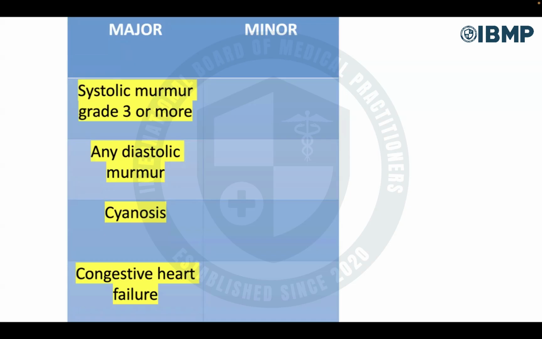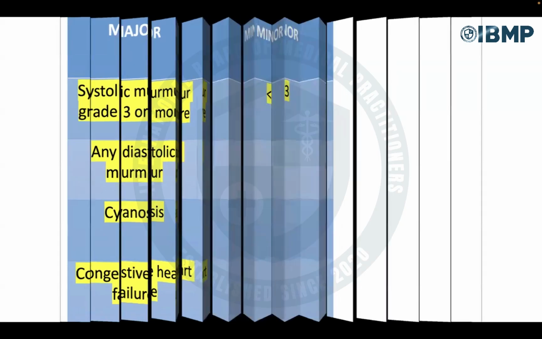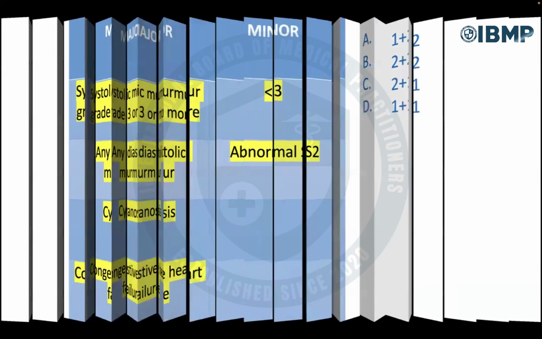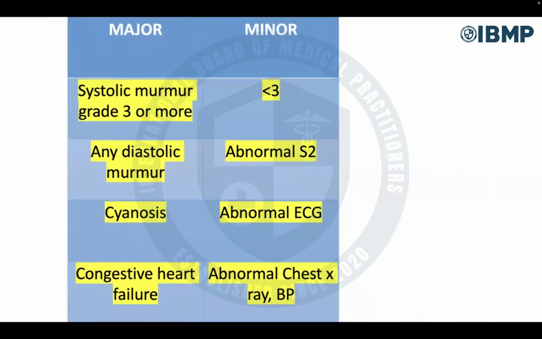Now, what is the minor criteria? Systolic murmur of grade less than grade 3, or four abnormalities. The four abnormalities must be appreciated here. If the patient has abnormal blood pressure, abnormal ECG, abnormal second heart sound, or abnormal chest X-ray. So: chest X-ray, blood pressure, ECG, and abnormal second heart sound. These are the important points regarding the minor criteria for the NADA's criteria.